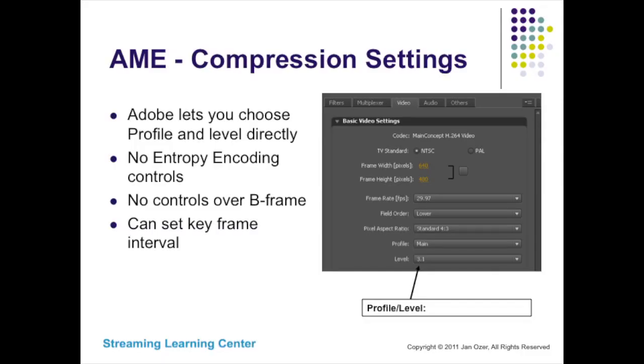And then Adobe gives you a little bit more control. You can choose the profile and the level. Going back to Apple here, you can't choose the profile and you can't choose the level. Basically, if you're at this interface, you're producing using the main profile. The only way to produce baseline profile video in Compressor is to use an iPad or an iPod preset that's baked into the baseline profile. If you see this interface, you're in main profile. With Adobe Media Encoder, you can choose main, baseline, or high, and you can choose your level here. No controls over B-frame. You can set the keyframe interval.